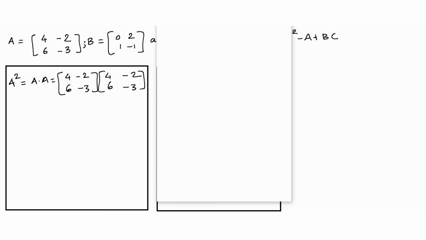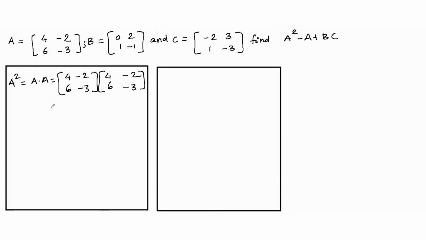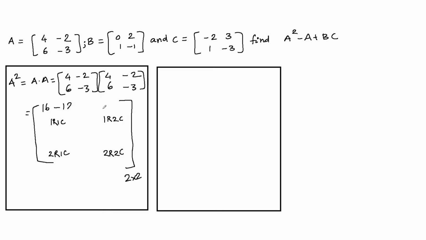So the resulting matrix is going to be a 2 by 2 matrix, which will have 2 rows and 2 columns. So let's write that. We have a 2 by 2 matrix now. This is going to be first row, first column, first row, second column, second row, first column, and second row, second column. So for the first row, first column, we take the first row of the first matrix and first column of the second matrix. So 4 4s are 16 and minus 2 into 6 is minus 12.